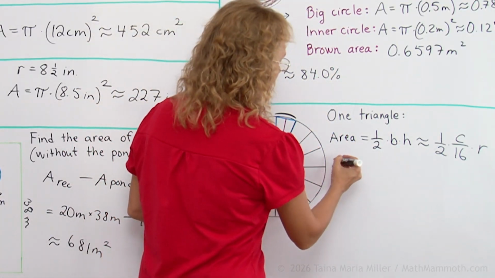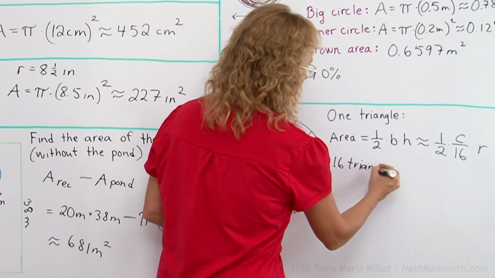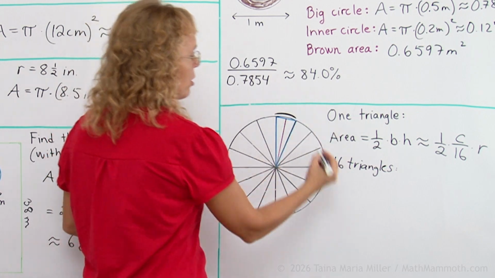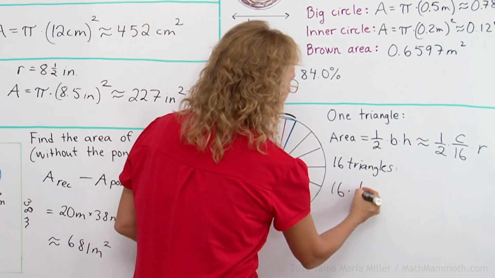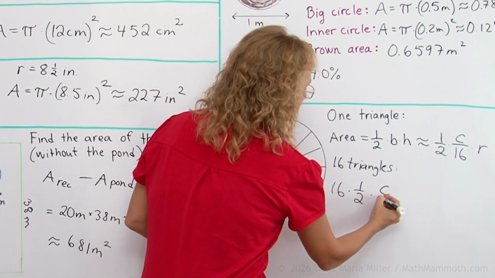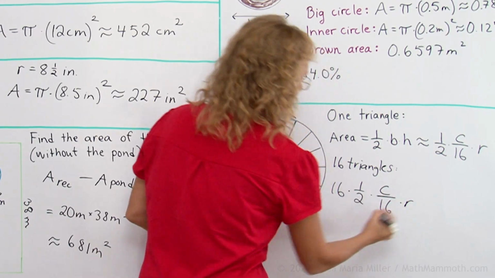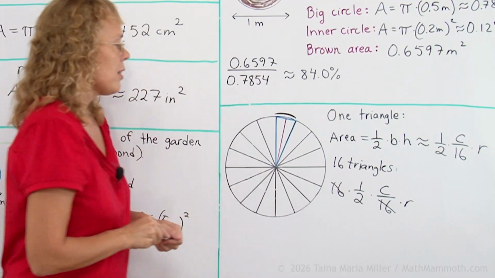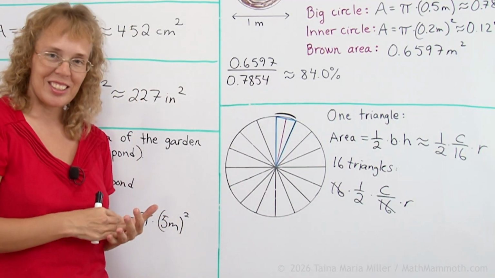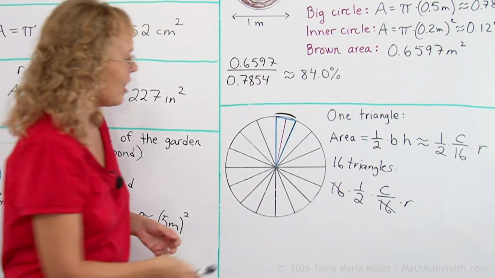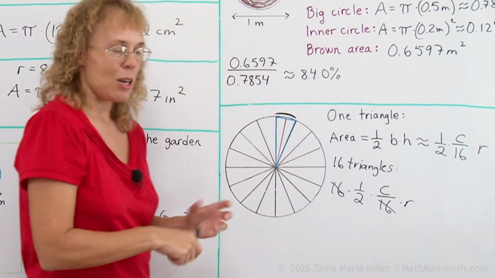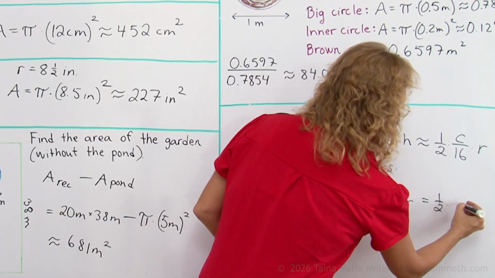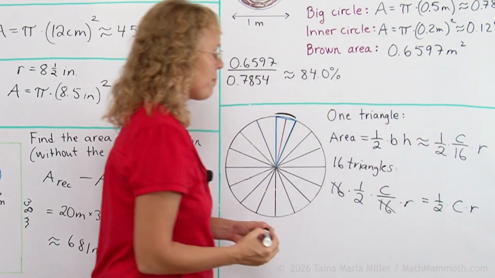Okay, and now for 16 triangles, we'll take 16 times this amount, and that would be the area of the whole circle. 16 times half times circumference over 16 times radius. Now you notice the 16s cancel out. And the same would have happened if I had had 160 triangles or 1,000,000 triangles. The number of triangles would have cancelled out. And then we have half times circumference times r.